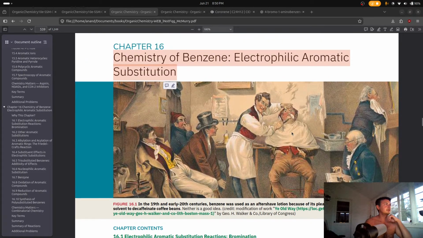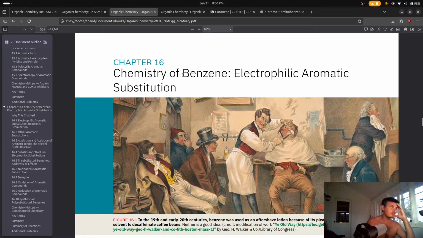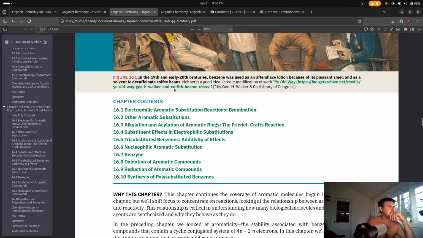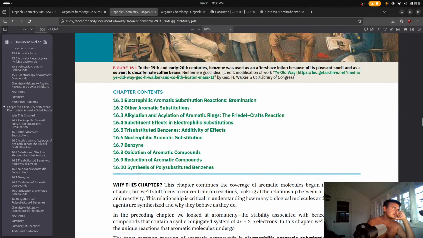Okay, now we're on to chapter 16, Chemistry of Benzene, Electrophilic Aromatic Substitution. Alright, so let's just look at what we're going to go over. First off, bromination, and other reactions. Alkylation and acylation. What is the difference between alkylation and acylation?